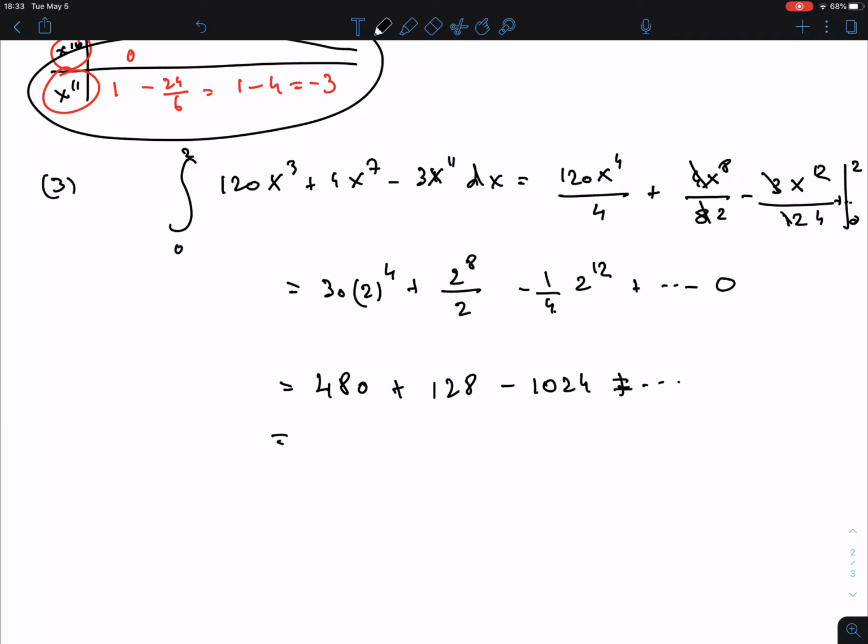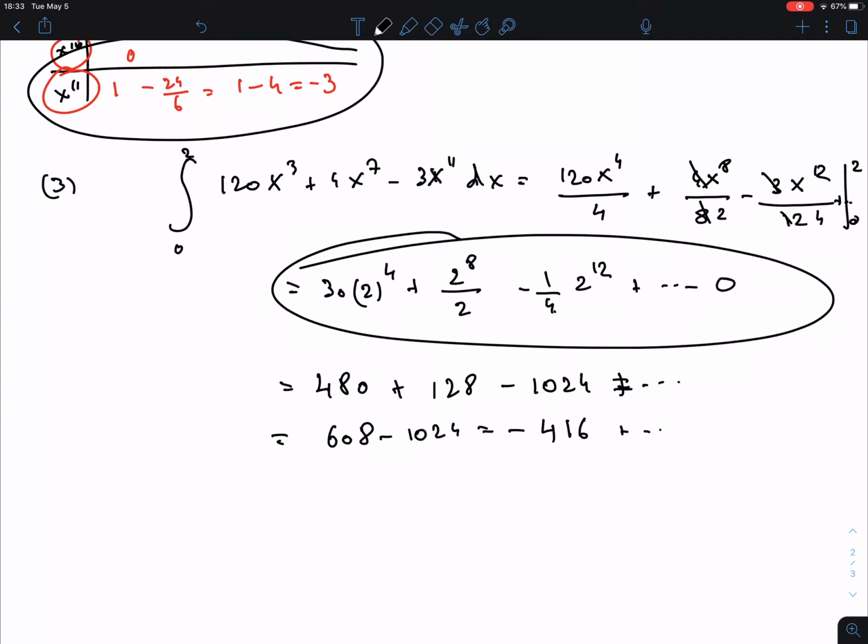So this would be, wait, did I do this right here? 16 times 30. Right? Yeah. And then this one, 2 to the power 5, 6, 7. Yeah. Okay. So we get 608 minus 1024. That was minus 416. Sorry. That was the answer. Of course, there's a dot dot dot here, right? But the first 3 non-zero terms added up to minus 416. But if you had it this way, that was already fine.